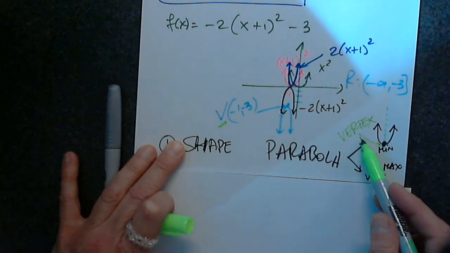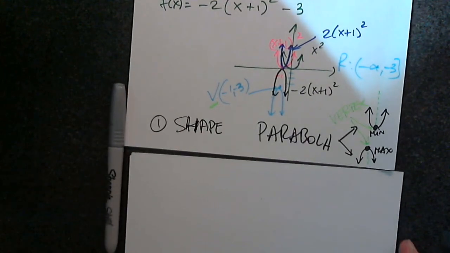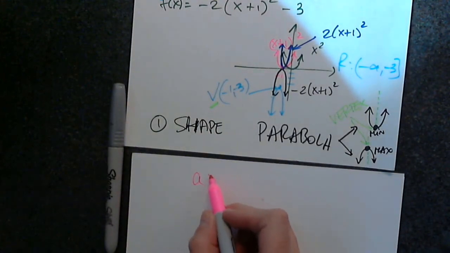Of course, this one is also called vertex. It doesn't matter, min or max. That point is called the vertex. Okay, so how do I know without graphing the function like I just did, in a blink using transformations? How do I know what is the shape?